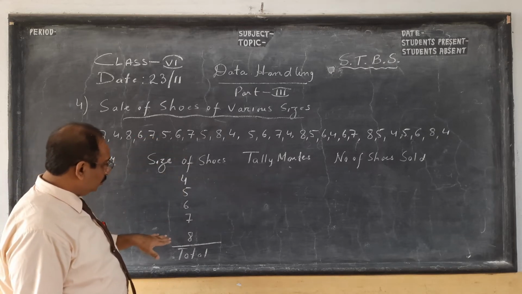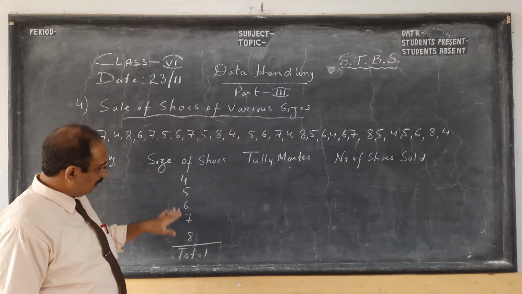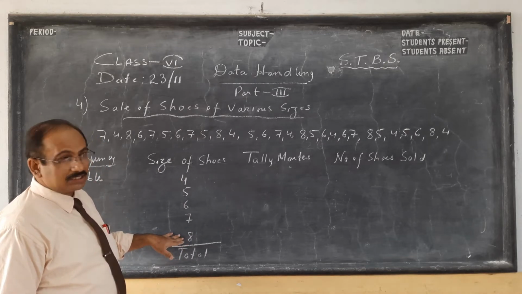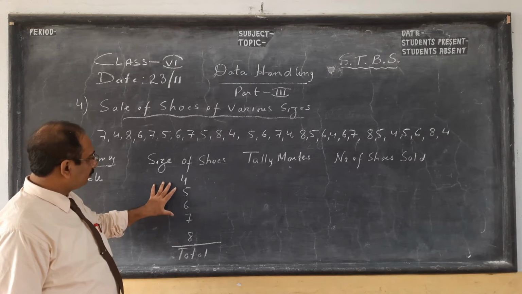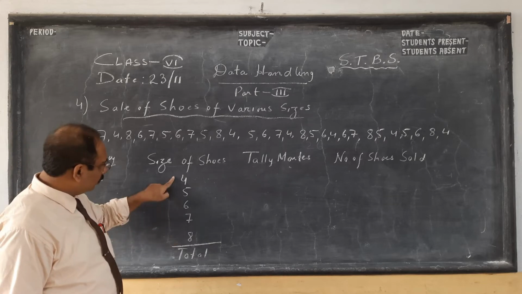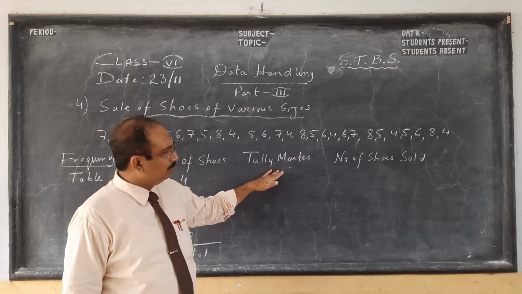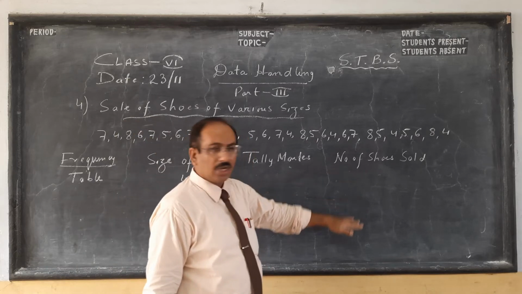So now see the shoe sizes. Generally I use shoe size 9, but since it is from class 5 and 6, their size is smaller. So it starts with 4 and the maximum shoe size is 8. So from 4 to 8 we write the size of the shoes. Tally mark I'll teach you how we do, then the number of shoes, how we get.